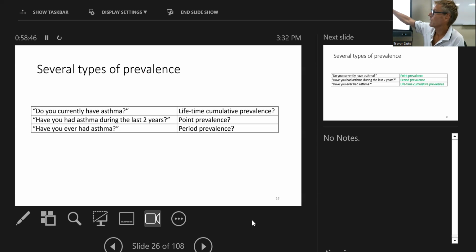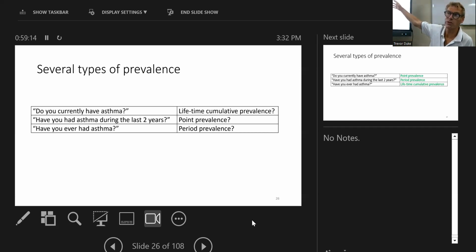So, do you currently have asthma? What sort of prevalence is that? Do you currently have asthma? Point prevalence, isn't it? Right today, do you have asthma? That's what point prevalence is. Have you had asthma during the last 2 years? What sort of prevalence is that? Period prevalence, isn't it? And have you ever had asthma?